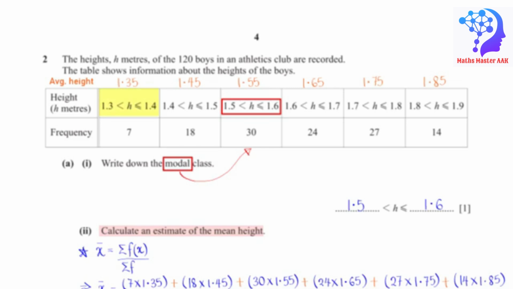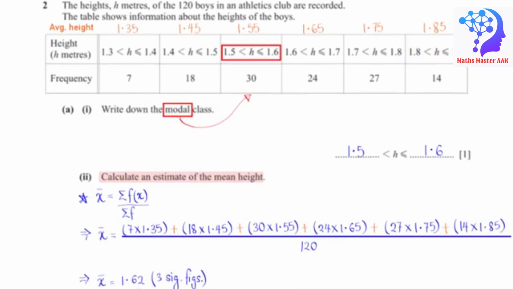And so to find sigma f x, we first need to find an average of the heights. So for the first range of heights, the average height is going to be 1.3 plus 1.4 divided by 2, giving us 1.35. 1.4 plus 1.5 divided by 2 gives us 1.45. 1.5 plus 1.6 divided by 2 gives us 1.55. 1.6 plus 1.7 divided by 2 gives us 1.65. 1.7 plus 1.8 divided by 2 gives us 1.75. 1.8 plus 1.9 divided by 2 is 1.85.